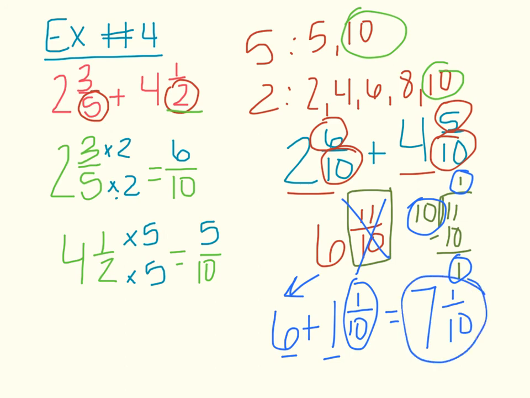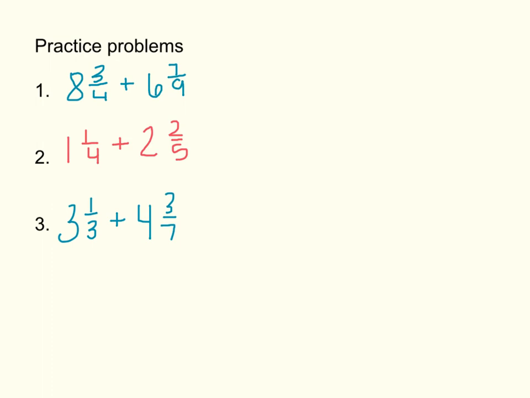Okay, here are 3 practice problems. You have to get common denominators, then add the whole numbers, add the numerators, keep the denominator the same. And then if necessary, you have to change any improper fractions to mixed numbers and add those to your whole number. Don't forget a word problem or a question, and rate your understanding.